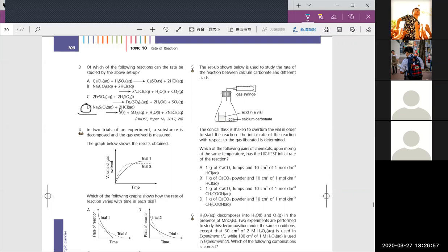Question 3. Some of you just circled D. Why? It's 何展鵬, is it? Tell me. What is that? You are going to find out which one you can measure the rate of, to study the rate.